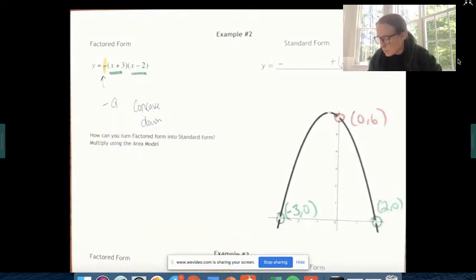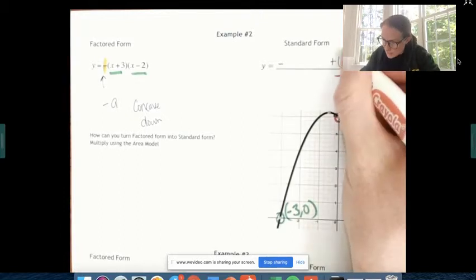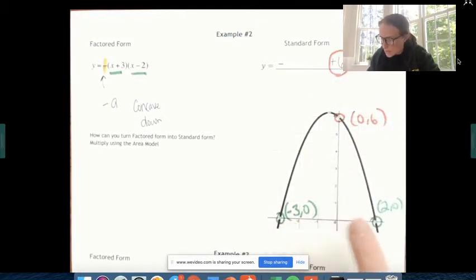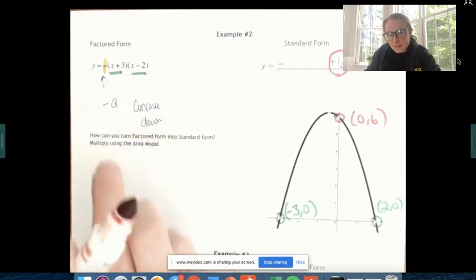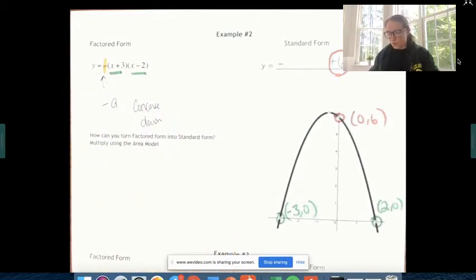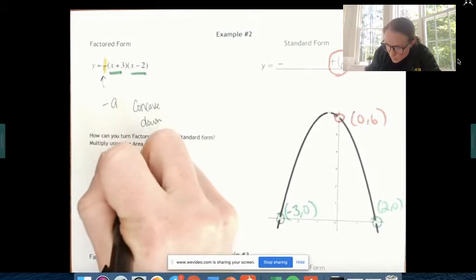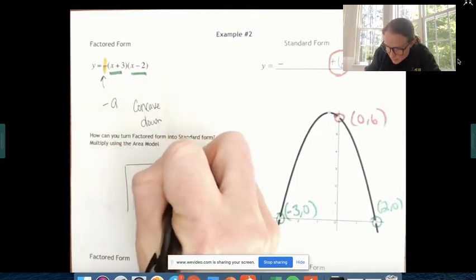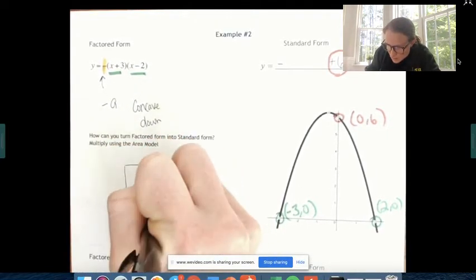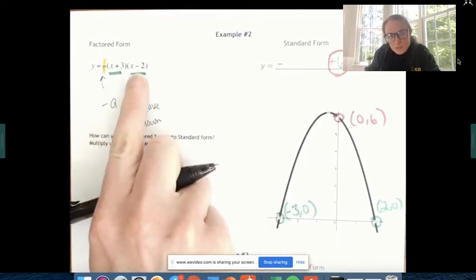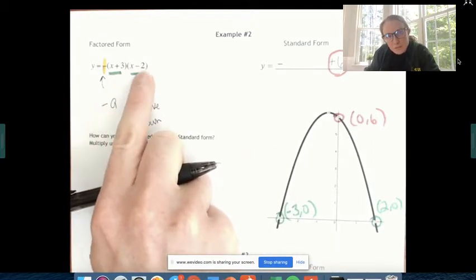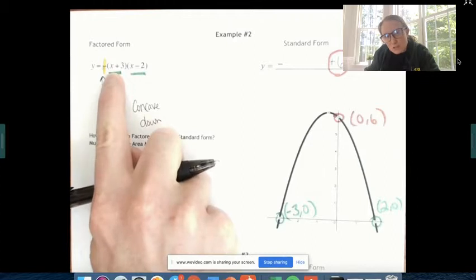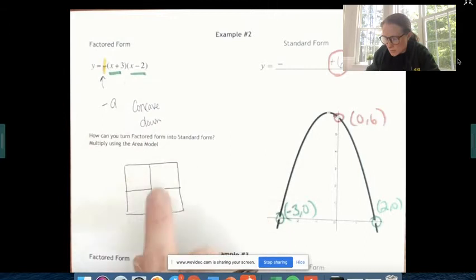All right, so we've got some connections so far. My connections are that this c value is my y-intercept. My x-intercepts I can see in factored form. Now let's go ahead and do the multiplication. So I'm going to multiply the two factors together first. These two binomials, because there's two terms. Bi means 2. So 1, 2, there's 2 terms here. 1, 2, 2 terms here. So it's a 2 by 2 area model.